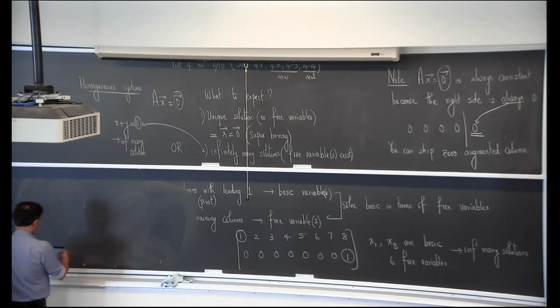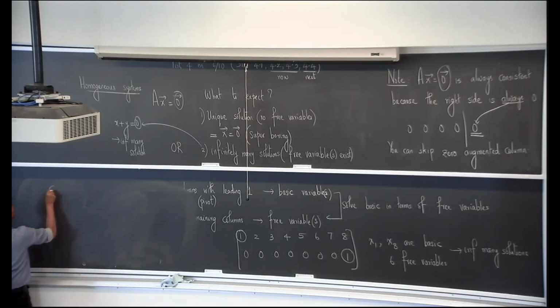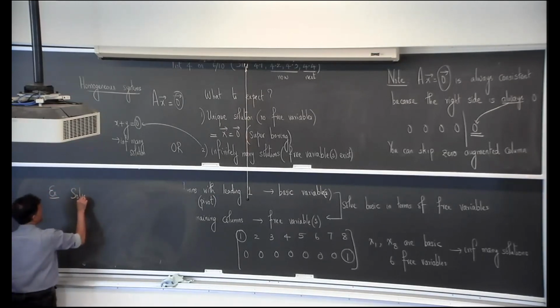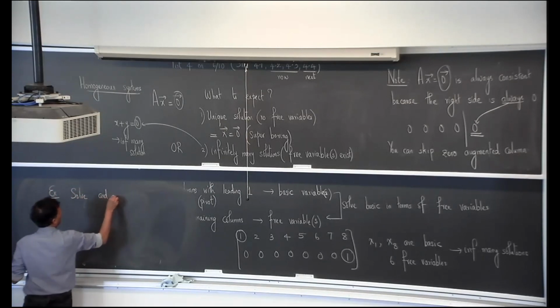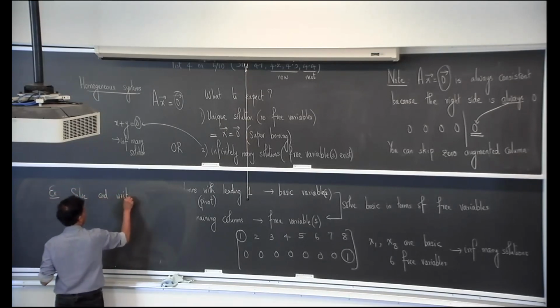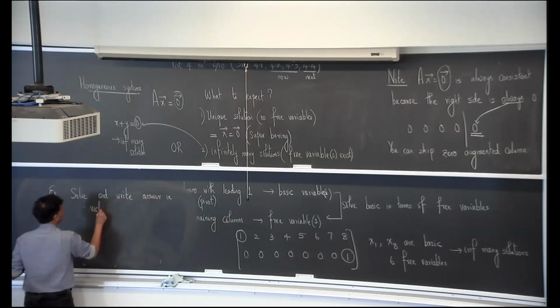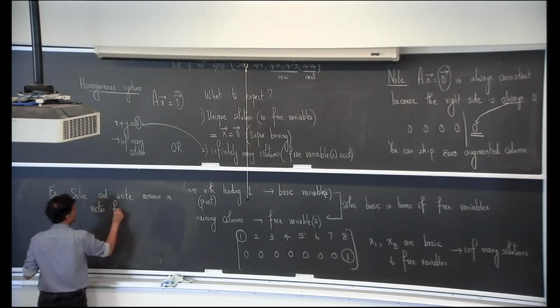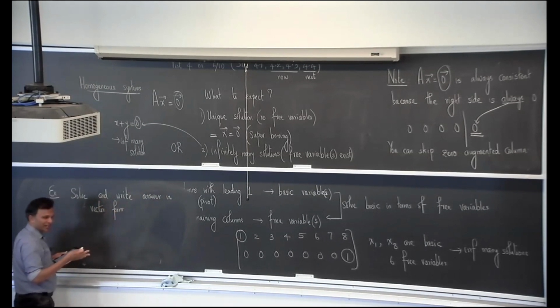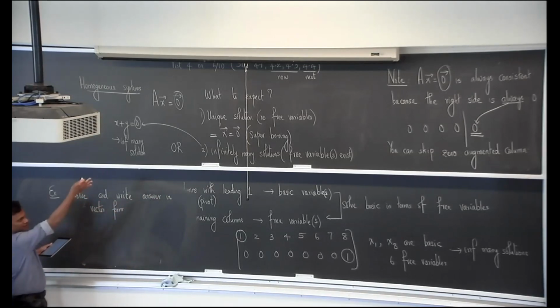Okay, so here is the example. Solve the following homogeneous system and write the solution in the vector form. So if it is a homogeneous system, obviously you should expect free variables, otherwise it's the super boring case.